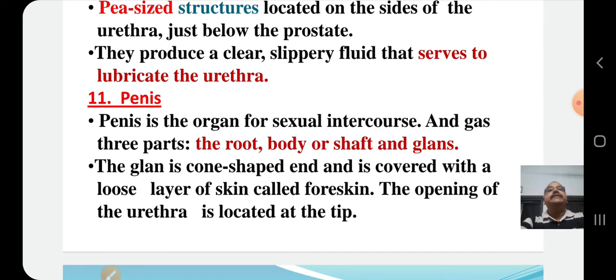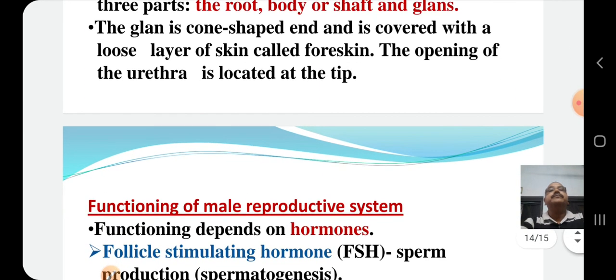Friends, the penis is the organ for sexual intercourse and has three parts: the root, body or shaft, and glans. The glans is covered with a loose layer of skin called foreskin. The opening of the urethra is located at the tip of the penis.